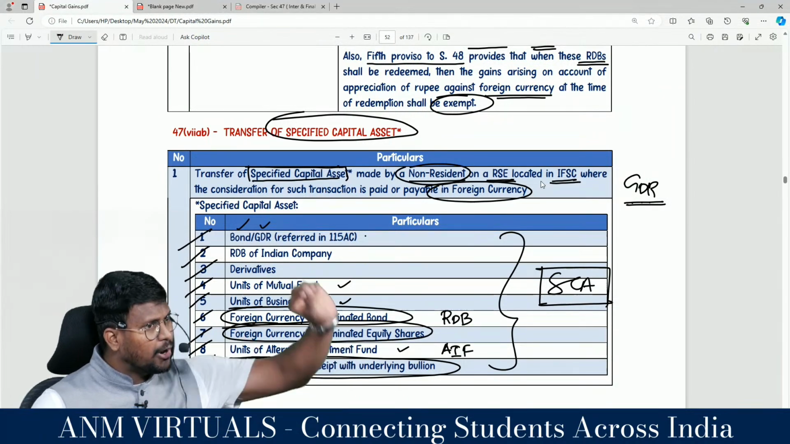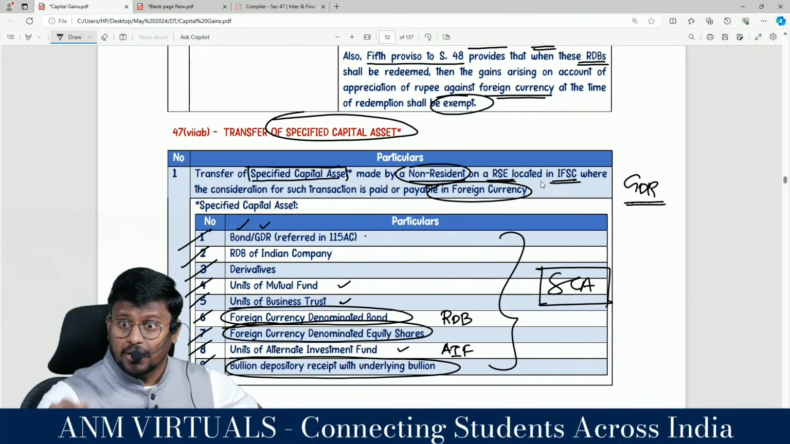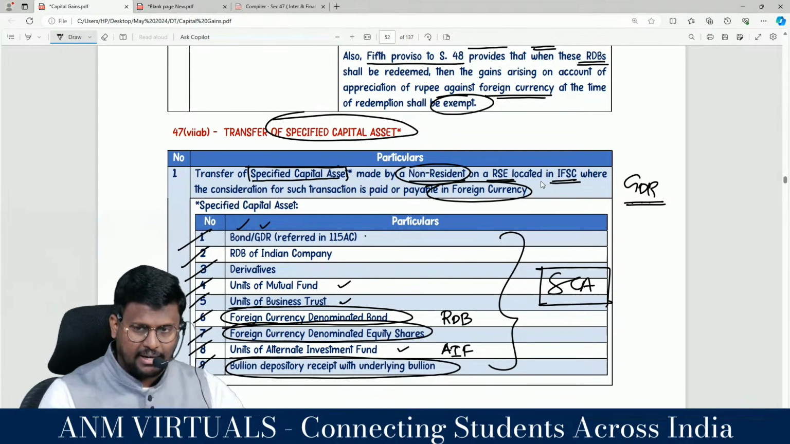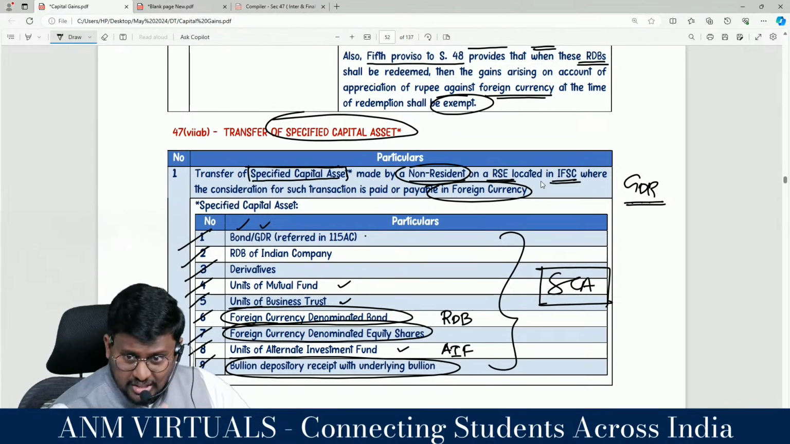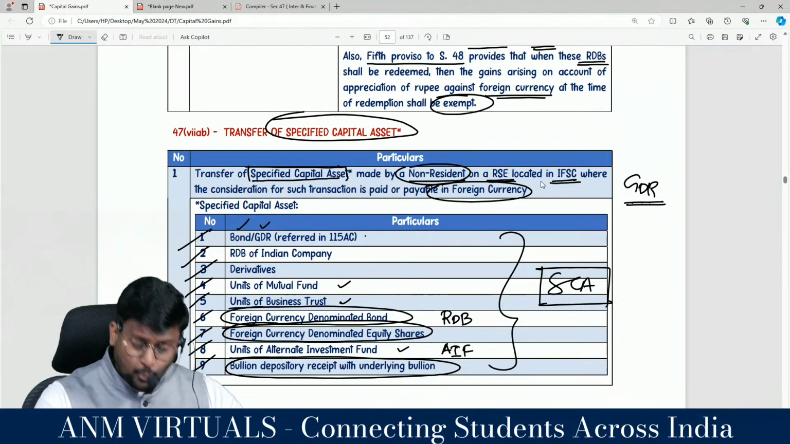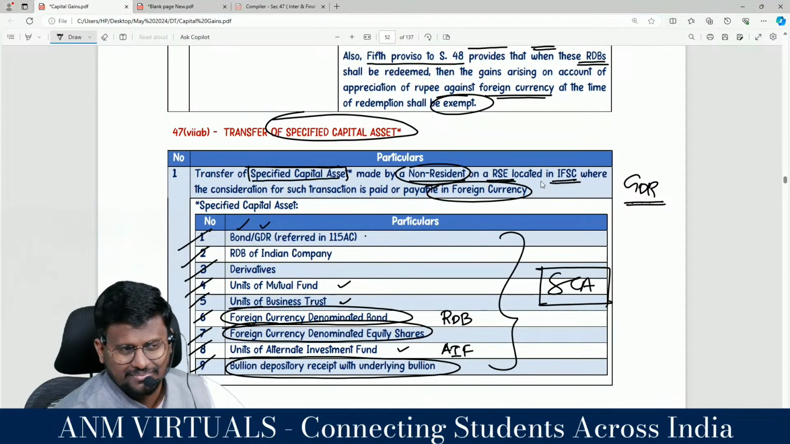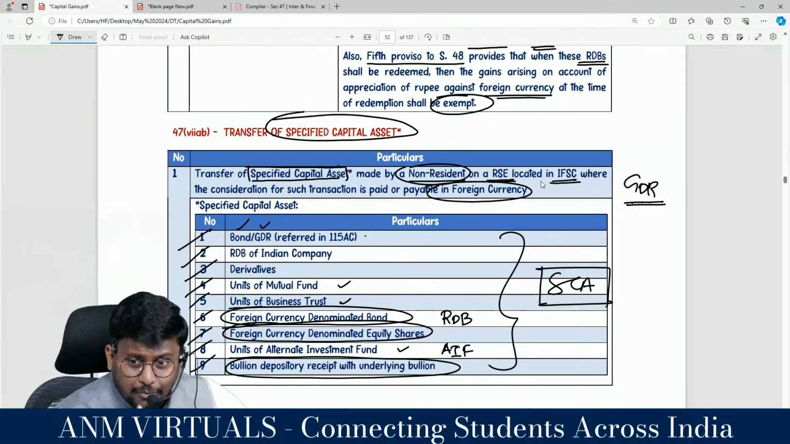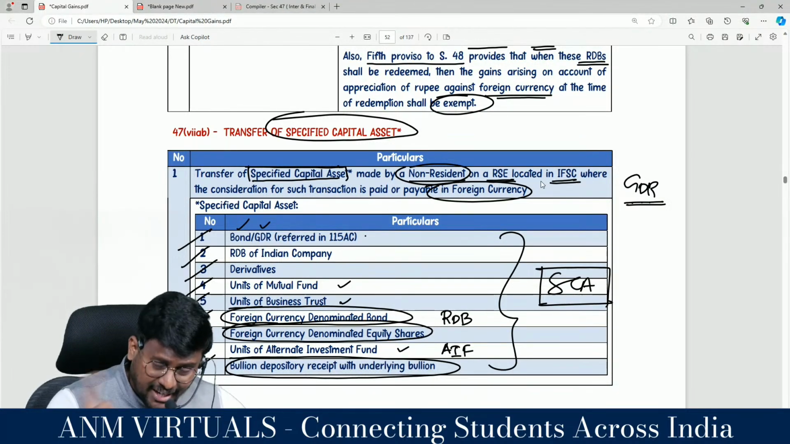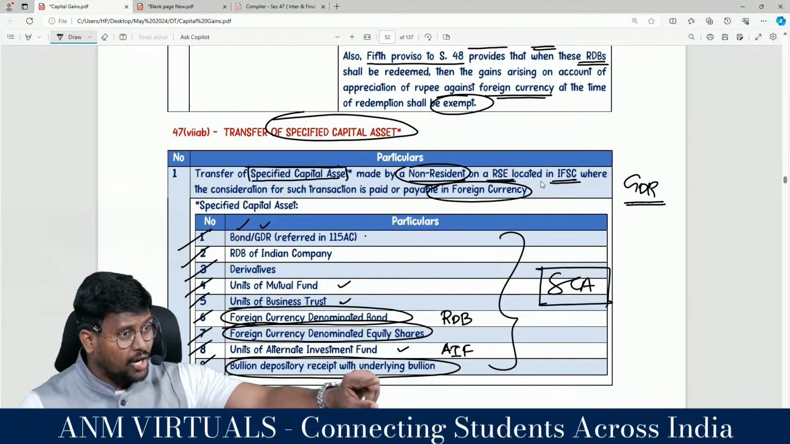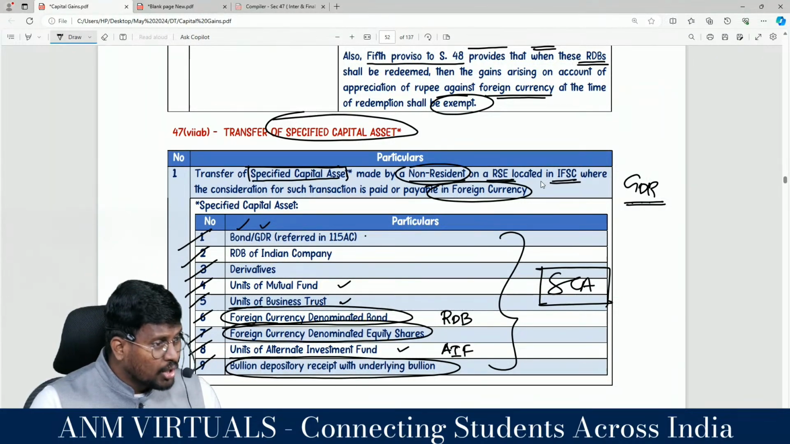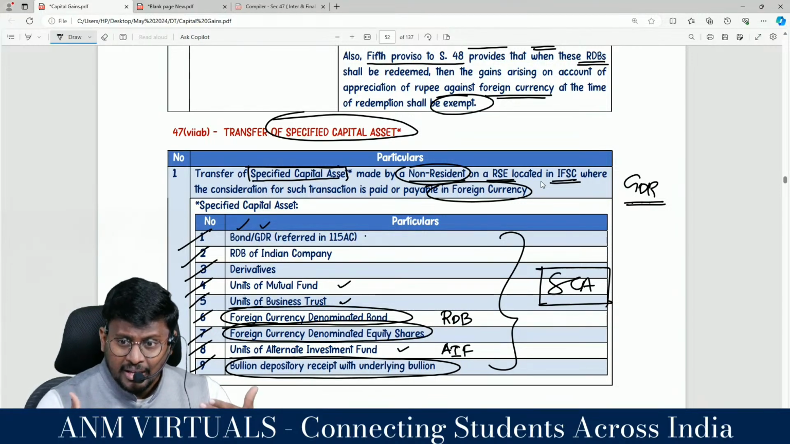Where does this take place? Outside India. Why does it matter? I am a non-resident holding the specified capital asset, but I don't know to which non-resident I have to sell. But in this recognized stock exchange situated in IFSC, there are other non-residents ready to buy. They are ready to, so my transaction becomes easier.